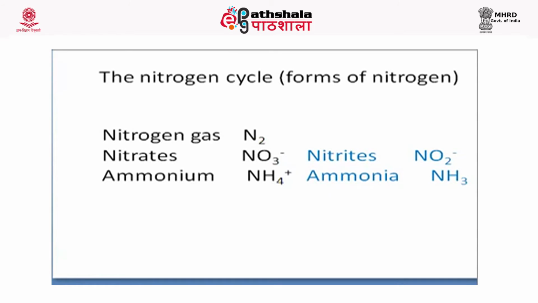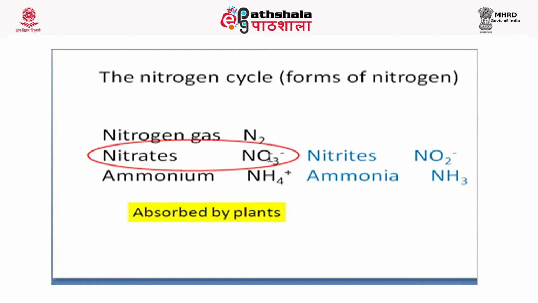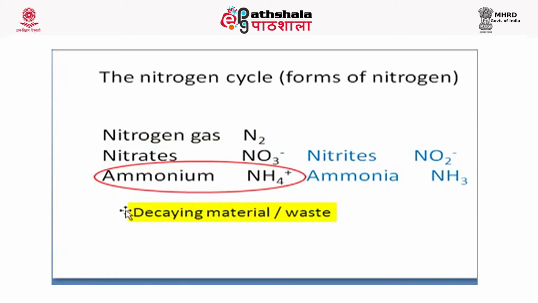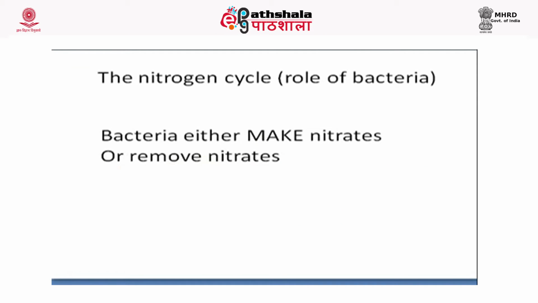So the nitrates are the form in which nitrogen is absorbed by plants, and the ammonium is mainly associated with decaying material and waste products. Once you understand the forms of nitrogen you can have, this next stage is to understand what the bacteria do, the role of the bacteria in the cycle.